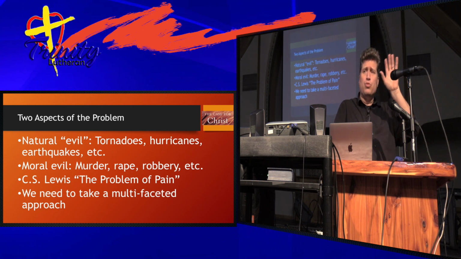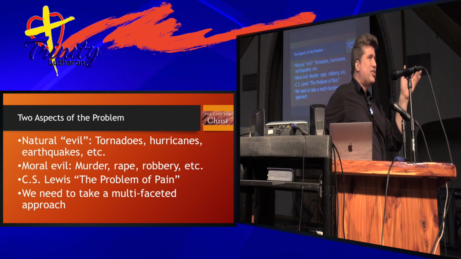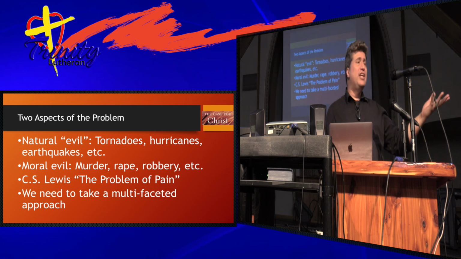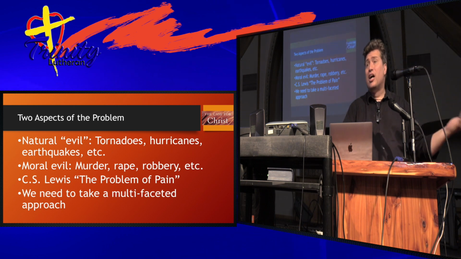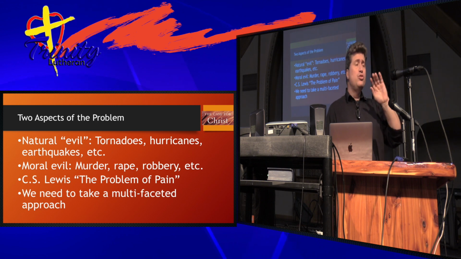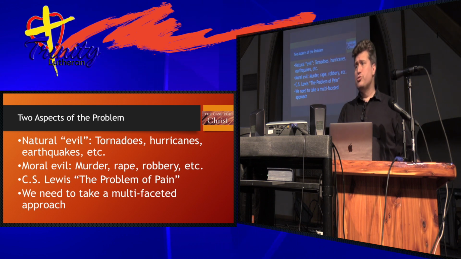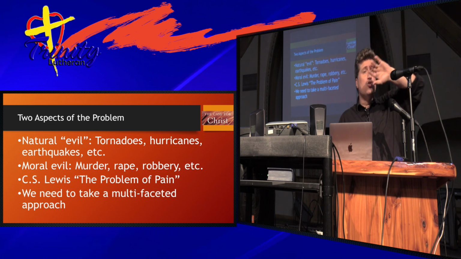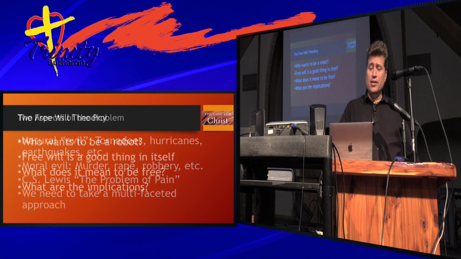But I just want to make sure we're clear that there is a fundamental difference between these two types of things. One is something that's committed by a moral agent, by a person, and the other is not. Now, because of that distinction, we do need to take a multifaceted approach when examining this question. One explanation might not necessarily explain all types of suffering that's out there.